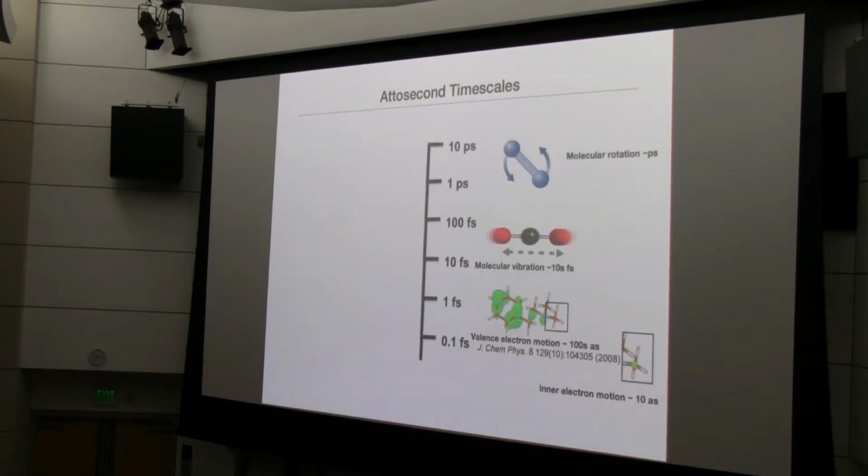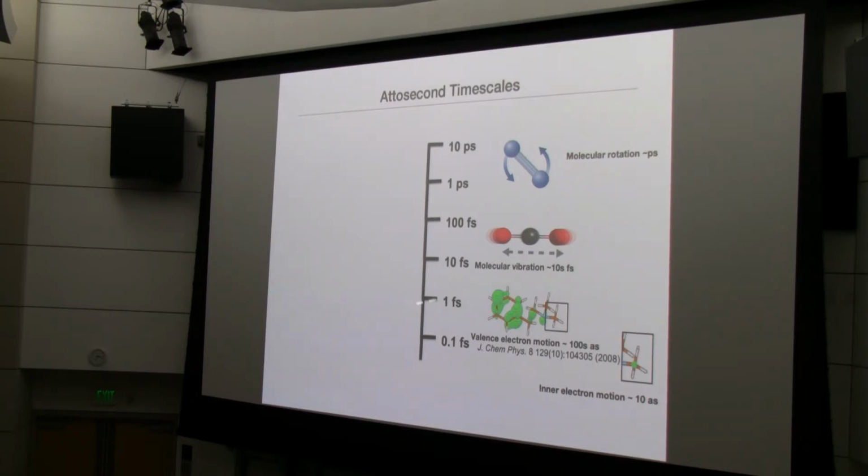But more importantly, for science, the reason why attoseconds are important is because they are the time scale of electronic motion. If you look at this hierarchy of time scales in molecules, molecular rotation happens pretty slowly, on picosecond scales. Then you have molecular vibrations, and in general the rearrangement of the nuclei in a molecule, which happens on the scale of tens to hundreds of femtoseconds.